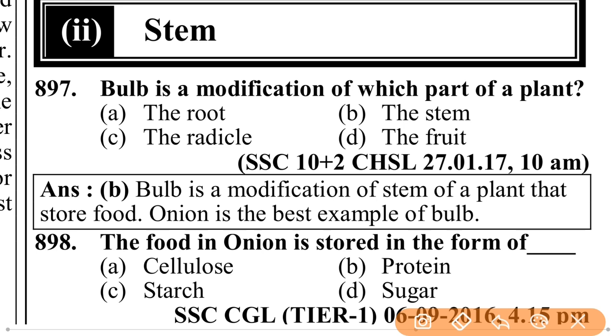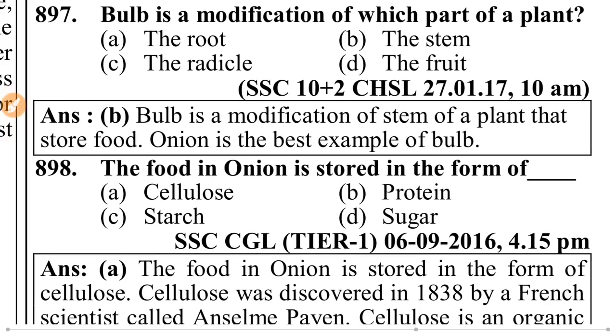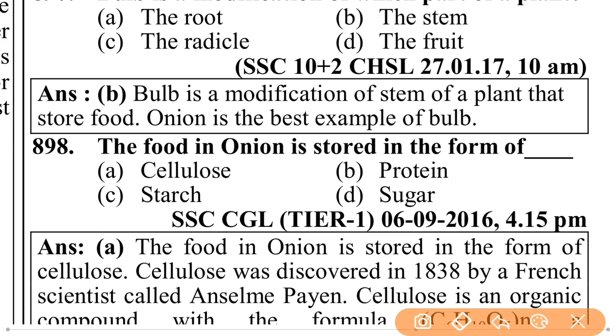Bulb is a modification of which part of a plant? Bulb is a modification of the stem. Bulb is a modification of the stem of a plant that stores food. Onion is the best example of bulb.